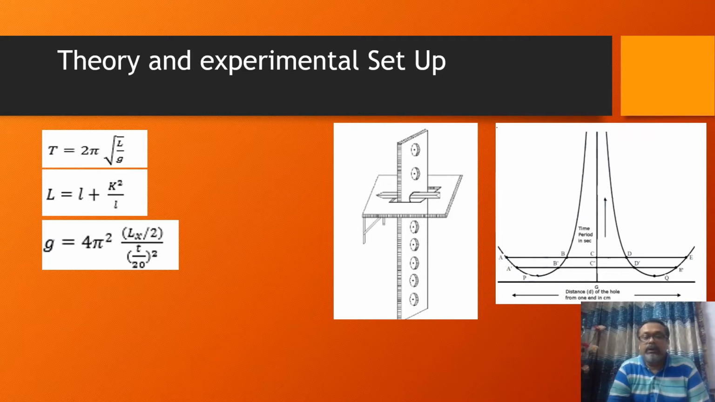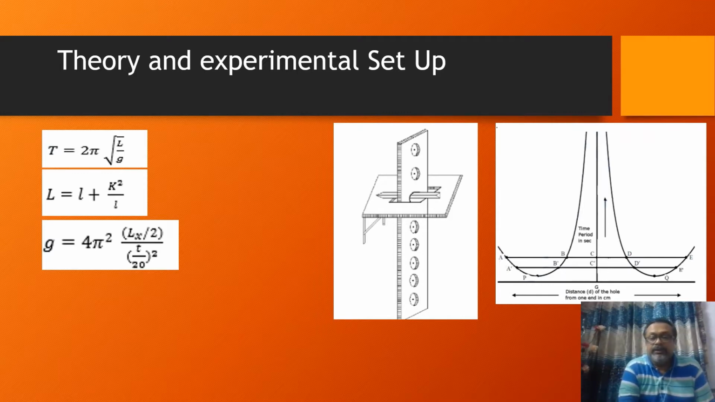You have to plot a graph between time period along the y-axis and distance from CG along the x-axis. You have to draw a line parallel to the x-axis. The line is A, B, C, D, E, as you can see here, and you have to use the formula T is equal to 2 pi under root L by g to calculate the value of g here.